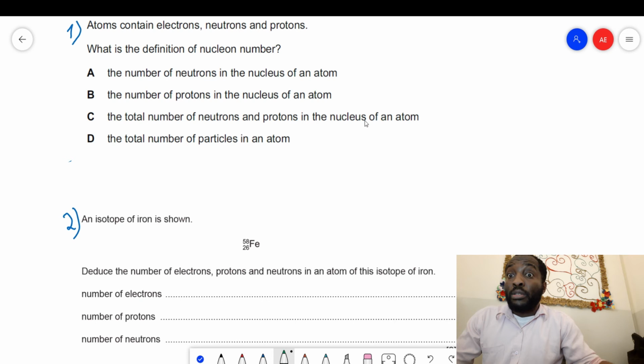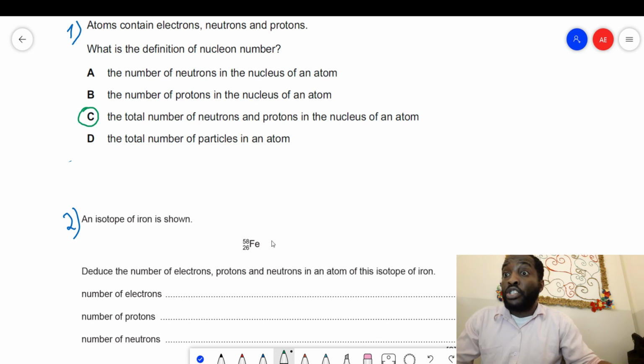That is pretty good. But let's not ignore D. D goes, the total number of particles in an atom. Oops. So the best choice is C. So I'll go there and I circle my C. Thank you for that. Now the second question: an isotope of iron is shown.